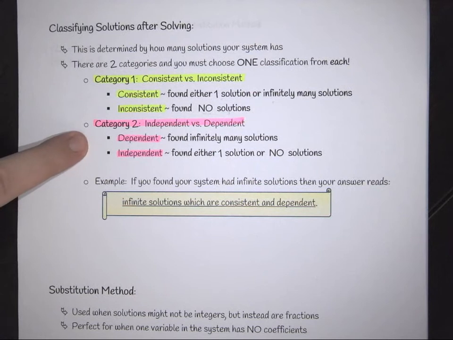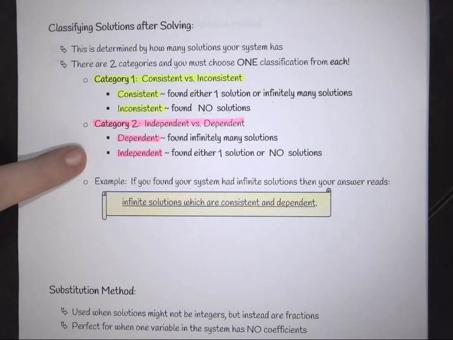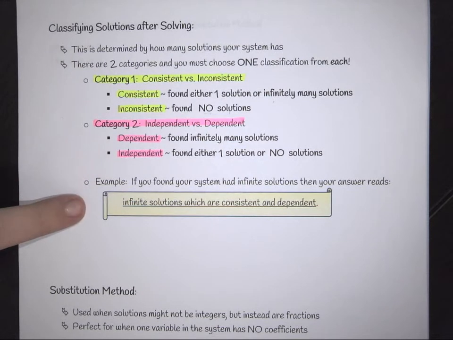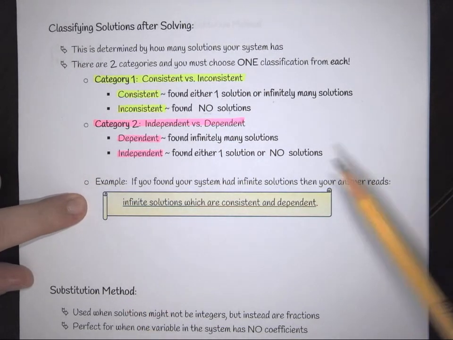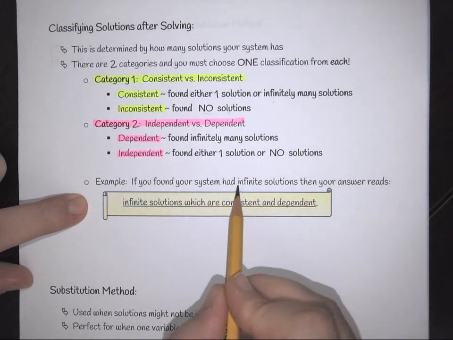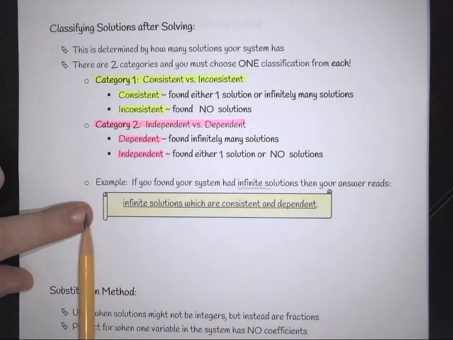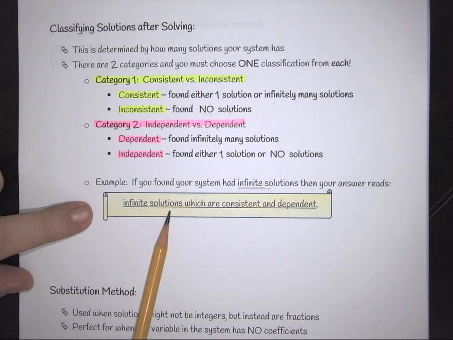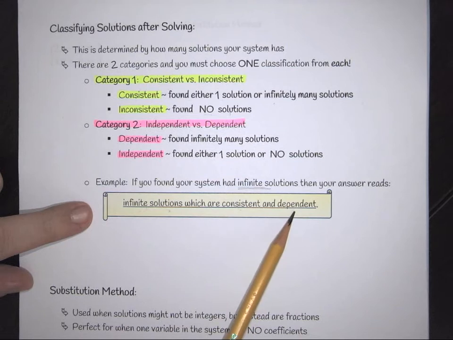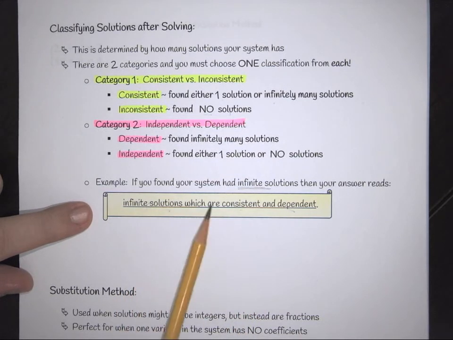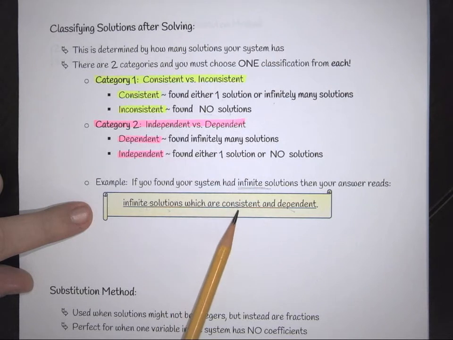Now, the second category is called independent-dependent. In order to be dependent, you had to find infinitely many solutions. Independent means you found one or no solutions. So for example, if you found that your system had infinite solutions, so that is the key, infinite solutions, then your answer would state infinite solutions, consistent, and dependent.